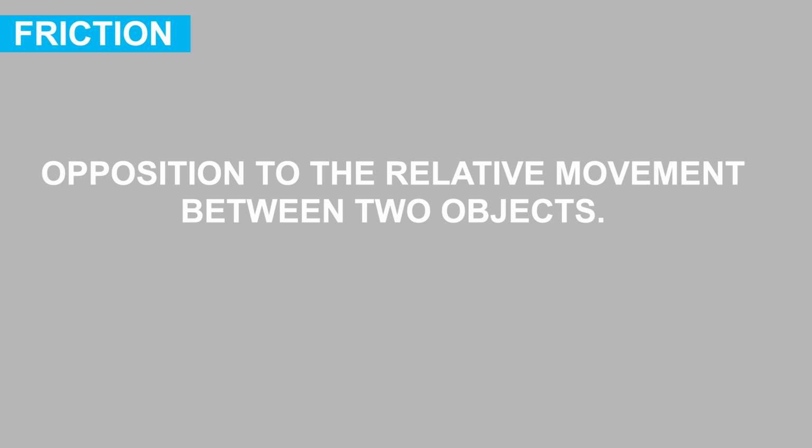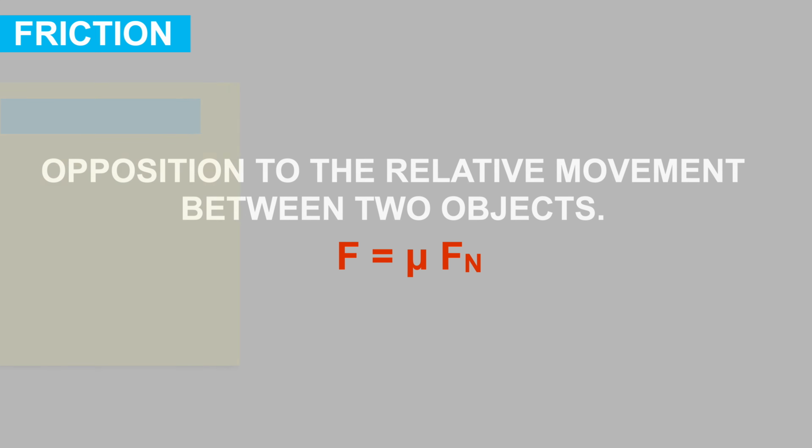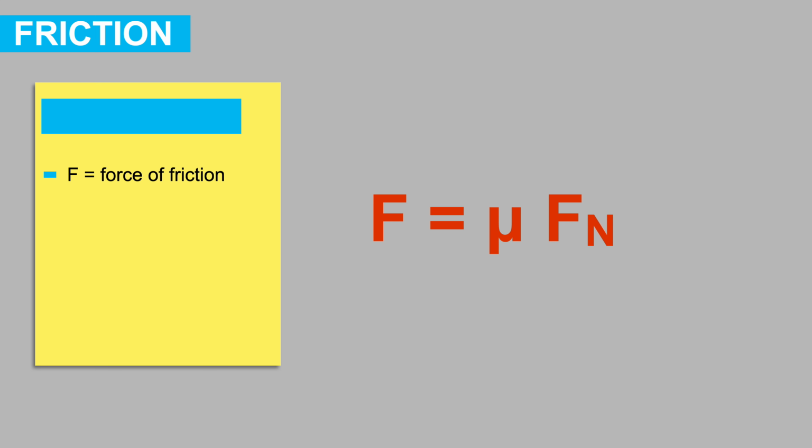It is calculated by the formula F equals mu times N, where F is the force of friction, the Greek letter mu, which looks like a U but is not, is the coefficient of friction, and N is the normal force.